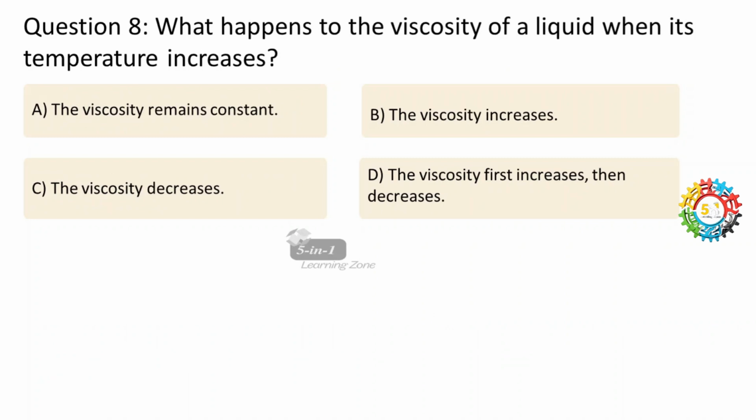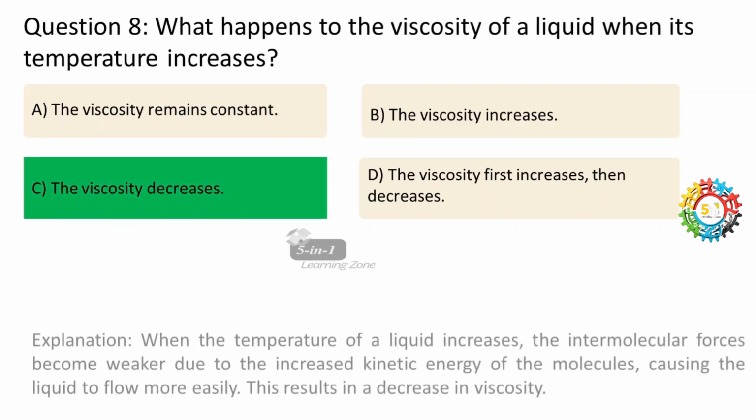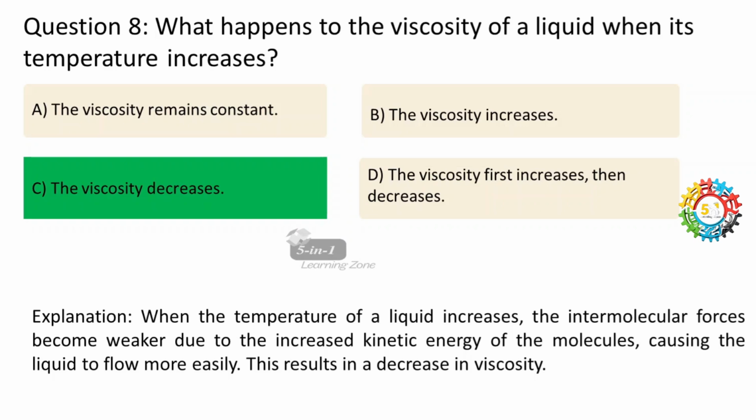8. What happens to the viscosity of a liquid when its temperature increases? Answer: C. The viscosity decreases. Explanation: when the temperature of a liquid increases, the intermolecular forces become weaker due to the increased kinetic energy of the molecules, causing the liquid to flow more easily. This results in a decrease in viscosity.